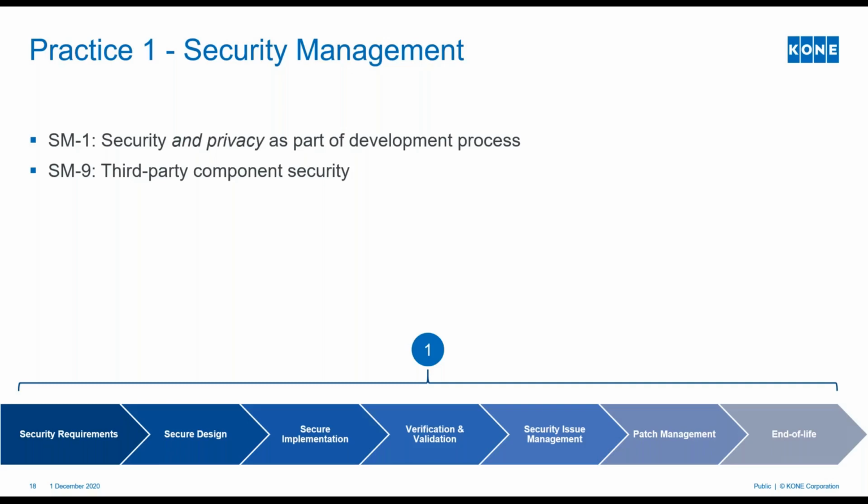But the very first requirement, SM1, tells you that you must have a secure development process in place, and then the further requirements clarify what it means to have a secure development process. Just one example, SM9, a requirement about third-party component security. The use of open source software is very widespread these days, so you need to keep track of the open source components, because to be able to keep your own software up to date, you need to keep the open source components that you are using up to date as well.